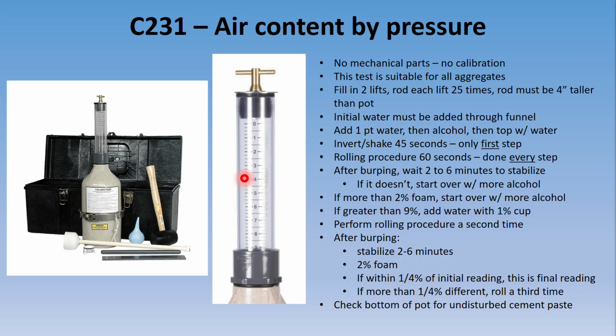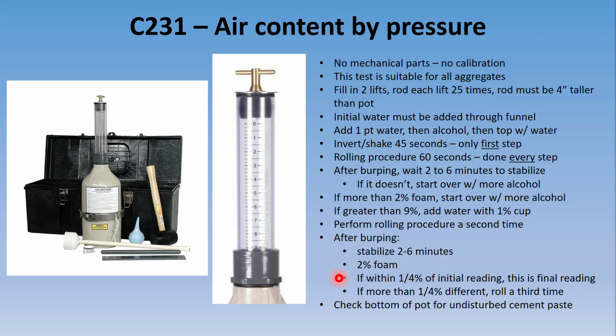So 1/4% is one of these little divisions over here. So that's 1/4% air content. And if you recall, last week we talked about the air pressure pot being a more precise tool because that gauge reads air content to the nearest 1/10%. This tool is only reading it to the nearest 1/4%.